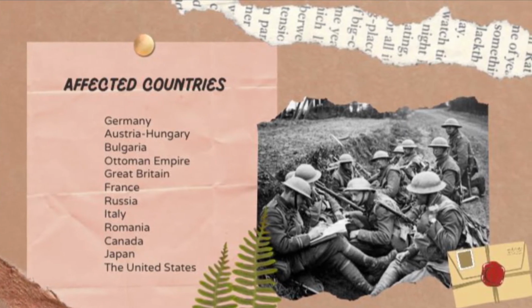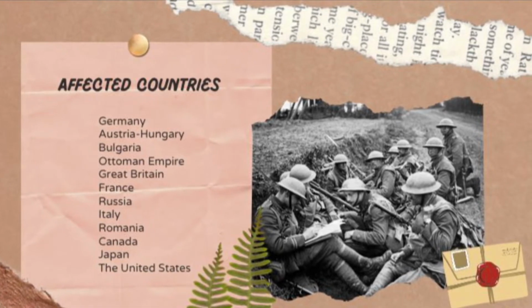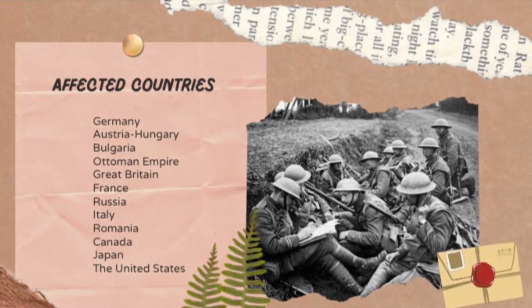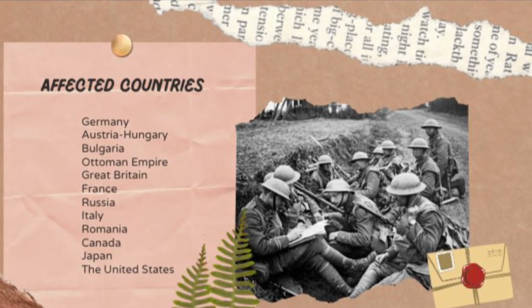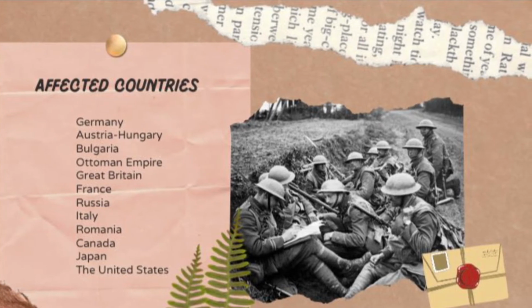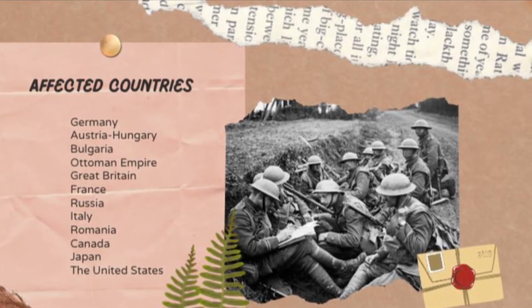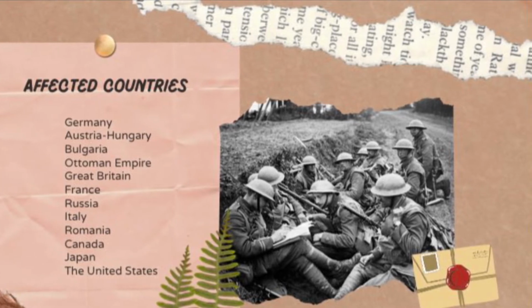Germany, Austria-Hungary, Bulgaria, the Ottoman Empire, those were known as the Central Powers, and then we have Great Britain, France, Russia, Italy, Romania, Canada, Japan, and the United States. They were known as the Allied Powers or the Entente Powers.